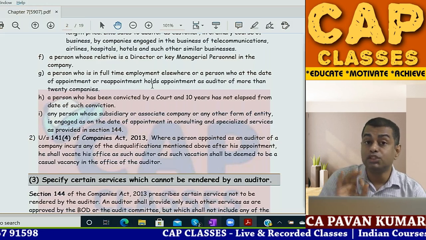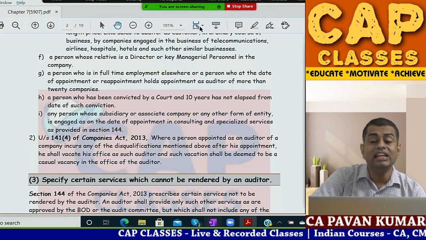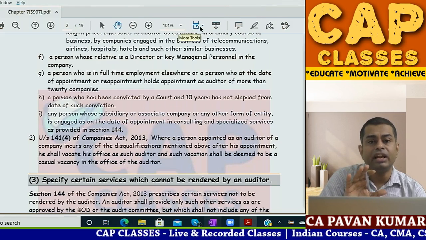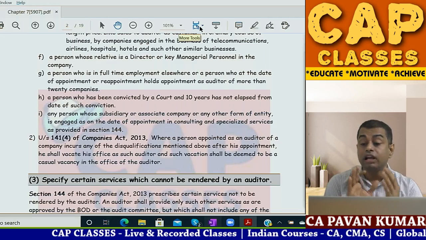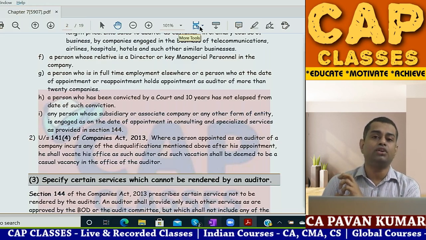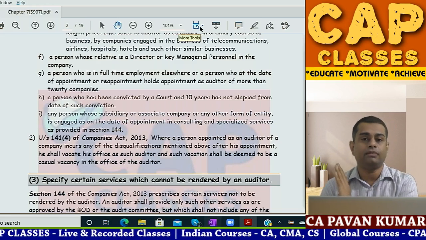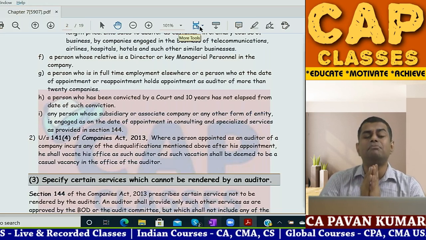And remember, this is only for statutory audits of company. For tax audits of company, there is a different ceiling limit, that is 60. So don't confuse the ceiling limit of company audit and the ceiling limit of tax audit. Tax audit ceiling limit is different. Can the auditor of a company be the tax auditor of the company? The answer is absolutely yes.